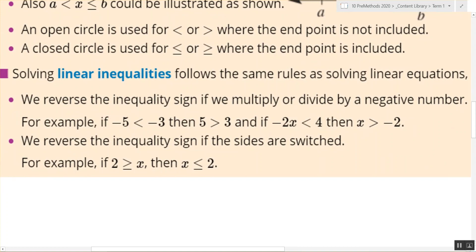So if we times or divide by a negative number, we reverse the inequality sign. So if it was negative 2x is less than 4, the less than, when we divide by negative 2, becomes a greater than. Okay, so let's go back to the graphing.